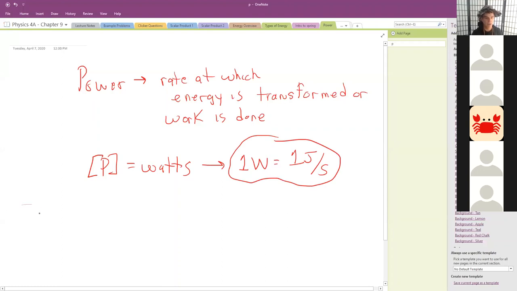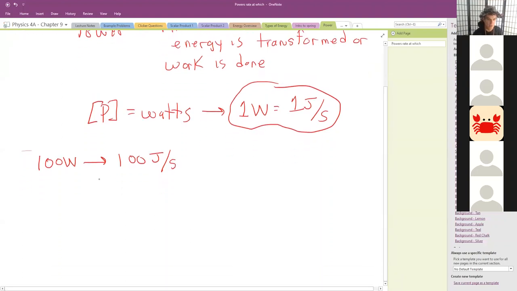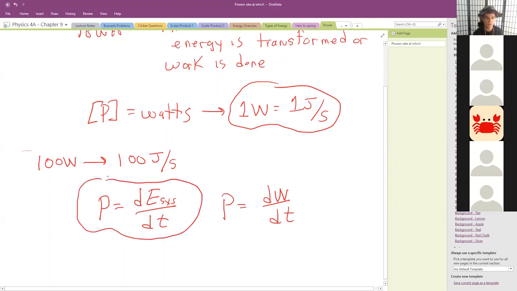As a quick example, a 100 watt light bulb means that every second, 100 joules of energy are being transformed, in this case from electrical energy into light and heat. The way we define power is that power is equal to the rate at which the energy of a system is changing, or the rate at which work is being done. These are two equivalent definitions. I can either think of power as the rate at which I'm transforming energy from one form to another, or the rate at which I'm doing work on an object.